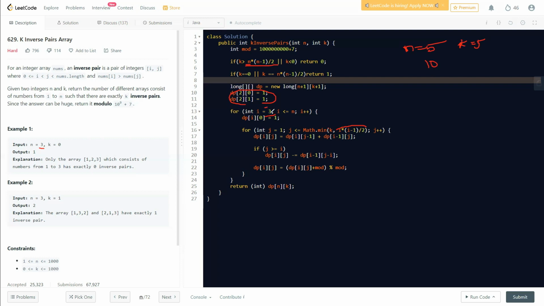We are running from 3 to n, with n being 5. In the first case, i is 3, so a large k is not suitable for us. k should be less than or equal to 3 there. In that case, how should we find the formulation? We cannot do that. So we are taking the minimum of k and i into i minus 1 by 2. For the time i is less than n, we go ahead with i into i minus 1 by 2 if it is the minimum, and further we go ahead with k.